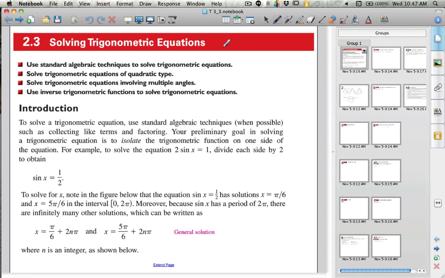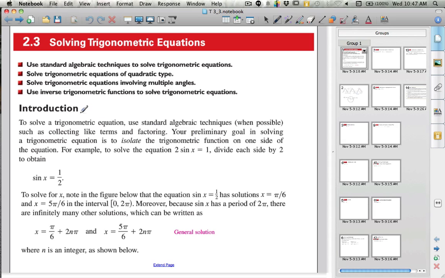In section 3.3, we're going to look at using standard algebraic techniques to solve trigonometric equations. We're going to solve trigonometric equations that are in a quadratic form. We're going to solve trigonometric equations that involve multiple angles. And we're going to use inverse trig functions to solve trigonometric equations.